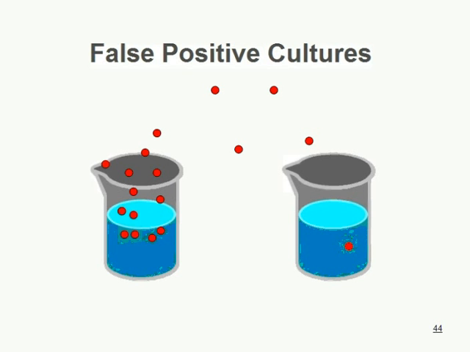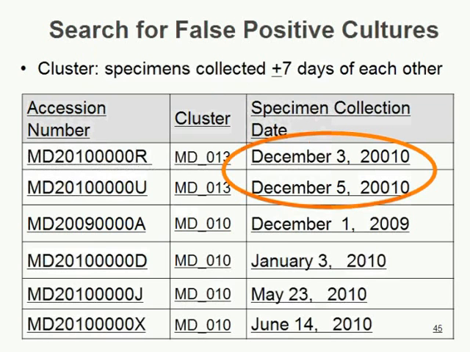The way that we look at false positive cultures in Maryland is we sort our data first by cluster whenever we get new data, and then by specimen collection date. And we look for specimen collection dates that are really within a week, plus or minus a week of each other. So in this scenario, and this is not the year 2010, it's actually 2010, we find that these specimens were collected at very similar dates and they're in the same cluster.